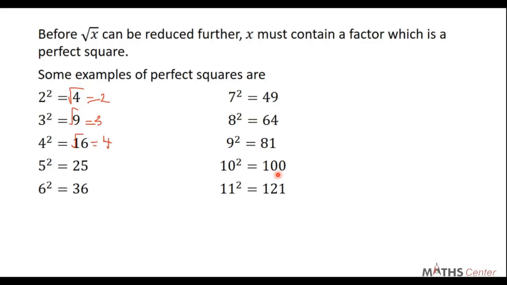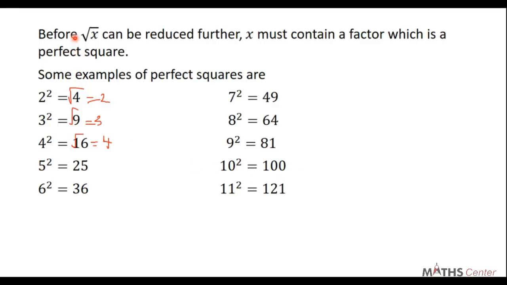Square root of 100, you get 10. And square root of 121, you get 11. Remember that perfect squares don't end here. So 12 squared is a perfect square, 13 squared is a perfect square, 14 squared is a perfect square. So it continues up to infinity.